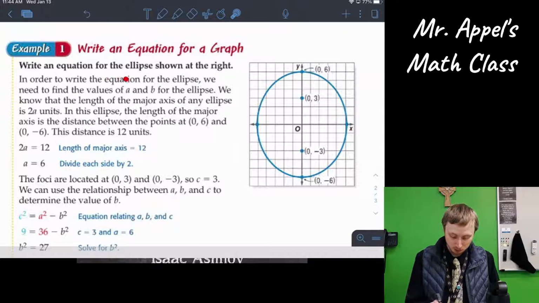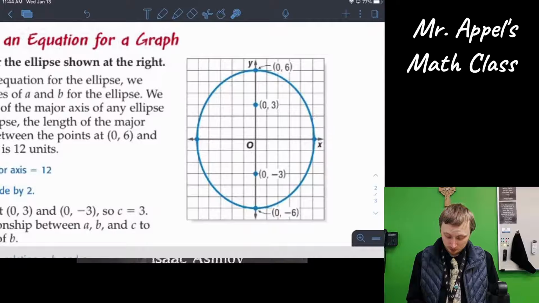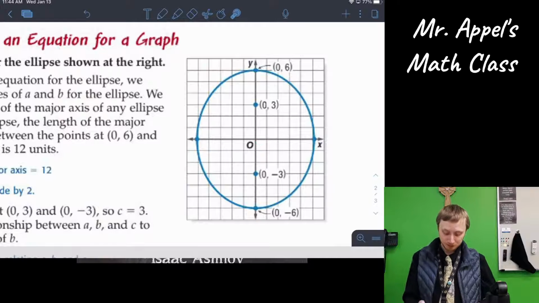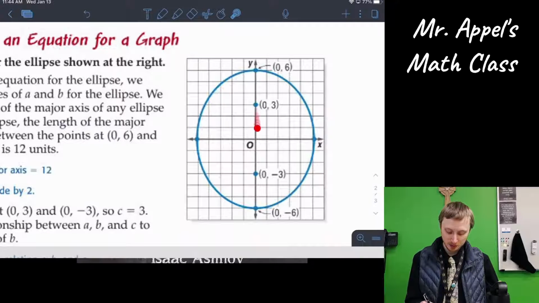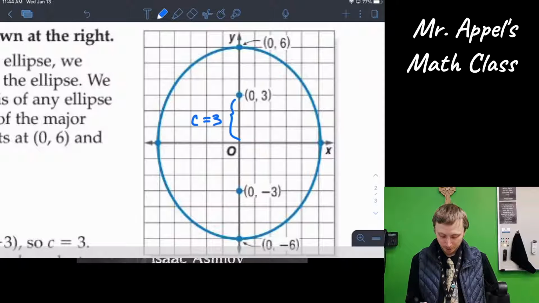Here we go. Here's an ellipse. They give us a couple of points. We know the origin is the center point. We can see the foci are in there at 0, 3. So right away we can read from this that our focal length C is 3.